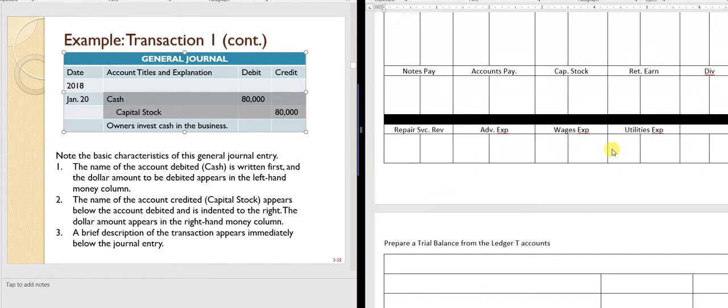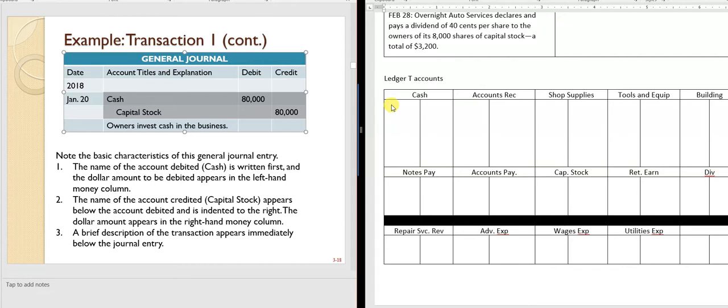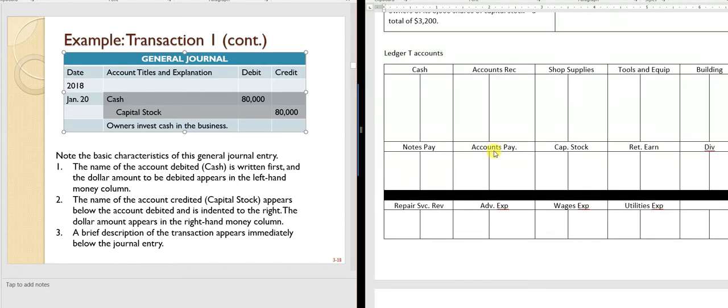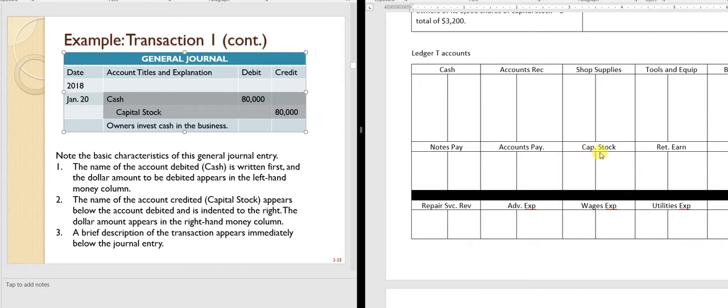Now go down here, and I'm going to probably forget to do some of these, but put $80,000 on the debit side for cash. And let's go to capital stock. Can't find it. There. And go to capital stock and put $80,000 on the credit side for capital stock.